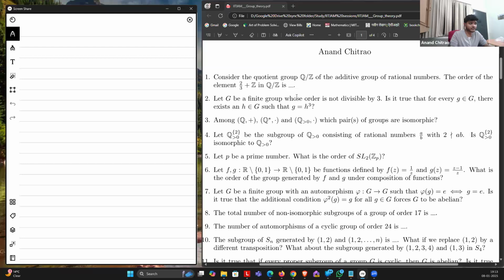Okay. What about the second question? Let G be a finite group whose order is not divisible by 3. So the order of G can be 4, 5, 8. Is it true that for every g in G, there exists an h in G such that g equals h cube?